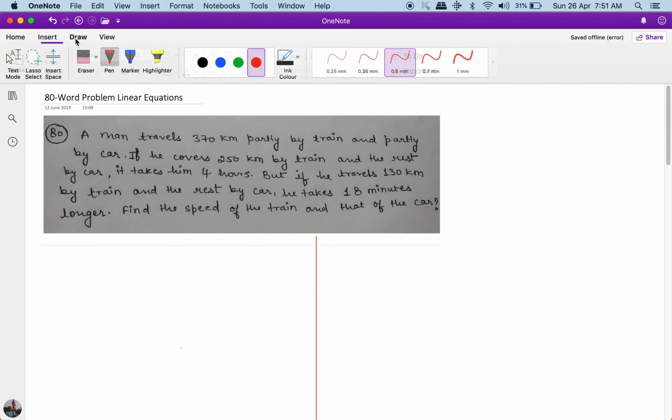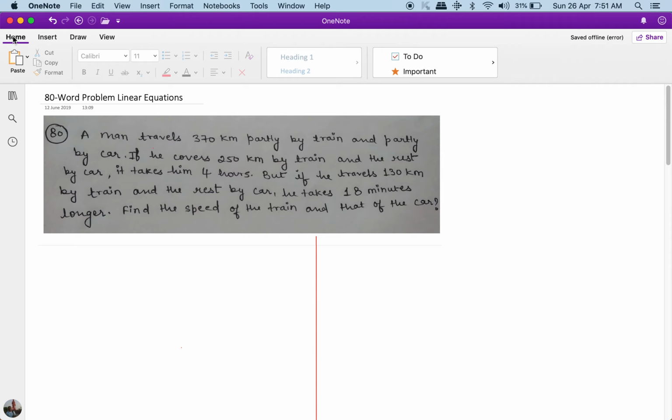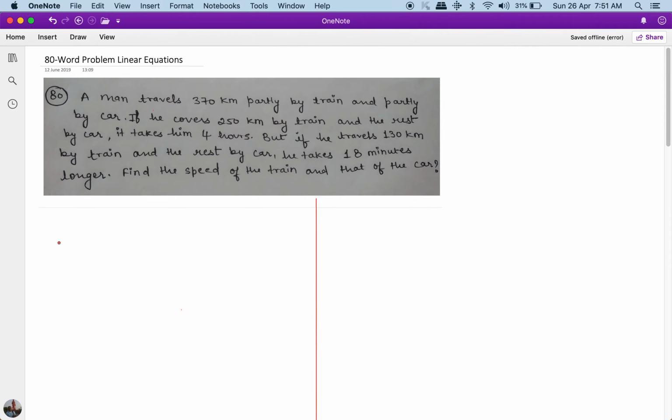Hello friends, welcome to another practice question of linear equations. This is a word problem. We've done many word problems before.